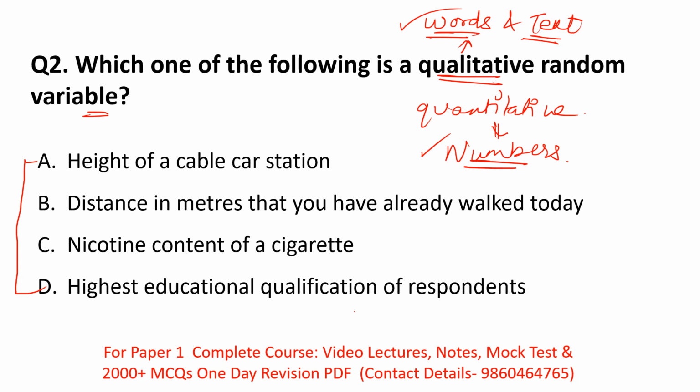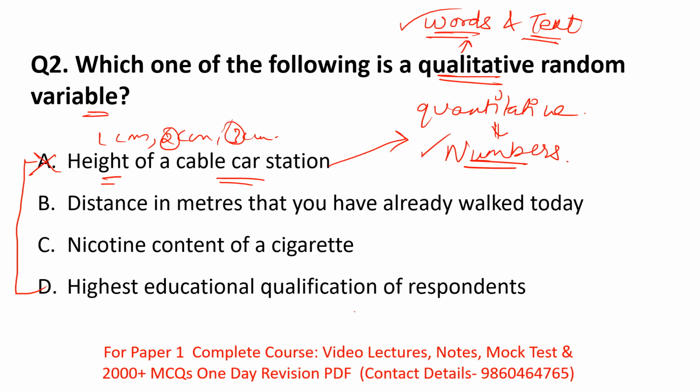So here option A is the height of a cable car station. That means the cable car station's height may be 1 centimeter, 2 centimeter, 3 centimeter. So here you are getting the answer in the form of numbers: 1, 2 or 3. That means this is a quantitative variable, not a qualitative variable. So option A is the wrong answer.